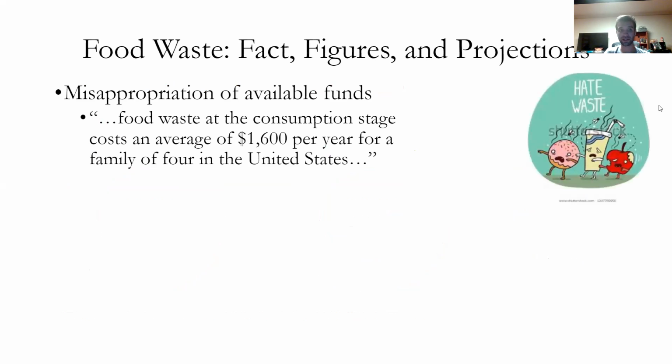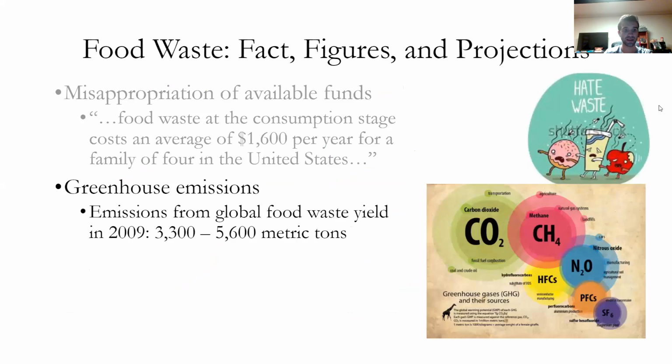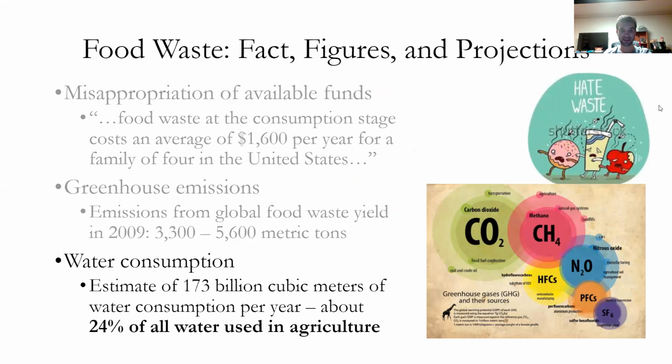Some more facts, figures, and projections. There's misappropriation of available funds. Food waste at the consumption stage costs an average of $1,600 per year for a family of 4 in the United States. So that $1,600 could have been saved for something else. The greenhouse emissions from this food waste yields, just in 2009 alone, 3,300 to 5,600 metric tons. And water consumption, about 173 billion cubic meters is wasted.